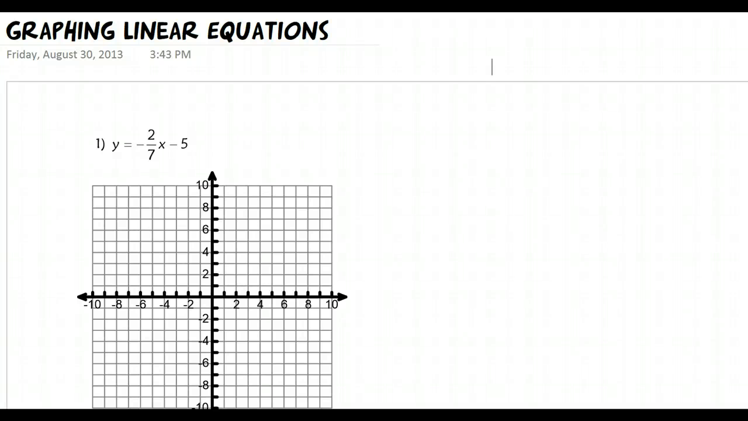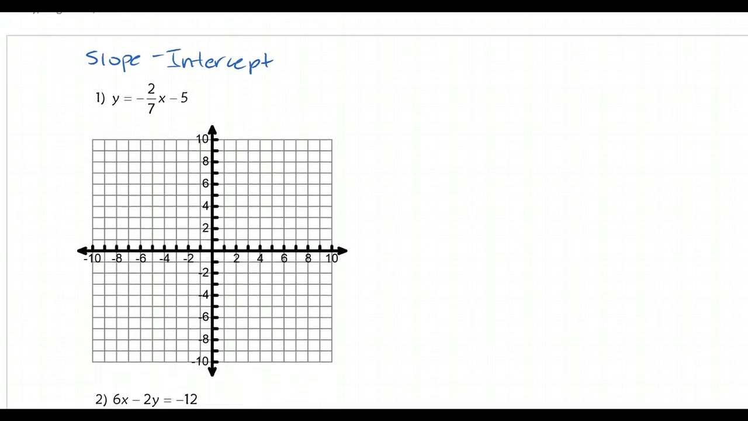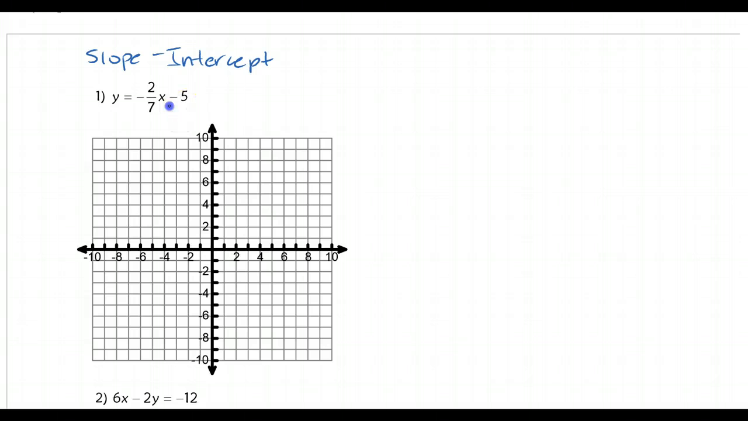Okay, this is a mini tutorial on how to graph a linear equation. I'm going to start here in example number 1 with an equation that's written in slope-intercept form. So when something is written in slope-intercept form, all you need to know is how to graph the y-intercept as well as the slope of the line.